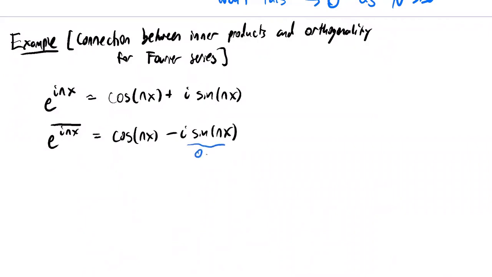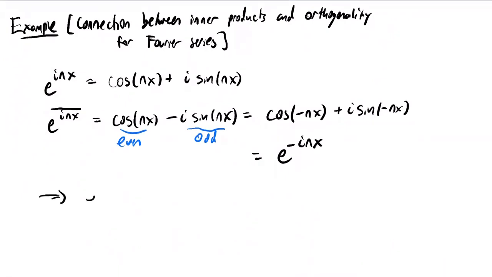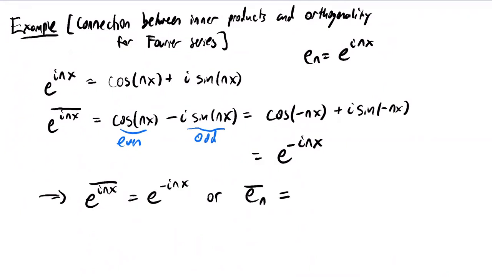But remember, sine is an odd function, cosine is an even function. And so cosine of nx is the same thing as cosine of minus nx. On the other hand, since sine is odd, I can bring the minus sign inside. So this is cosine of minus nx plus i sine of minus nx. Using the Euler formula again, this is just equal to e to the minus inx. So the complex conjugate of this exponential is e to the minus inx. Using the shorthand e sub n is e to the inx, the complex conjugate of e_n is e_{-n}. So taking the complex conjugate flips n to minus n when working with these exponentials.